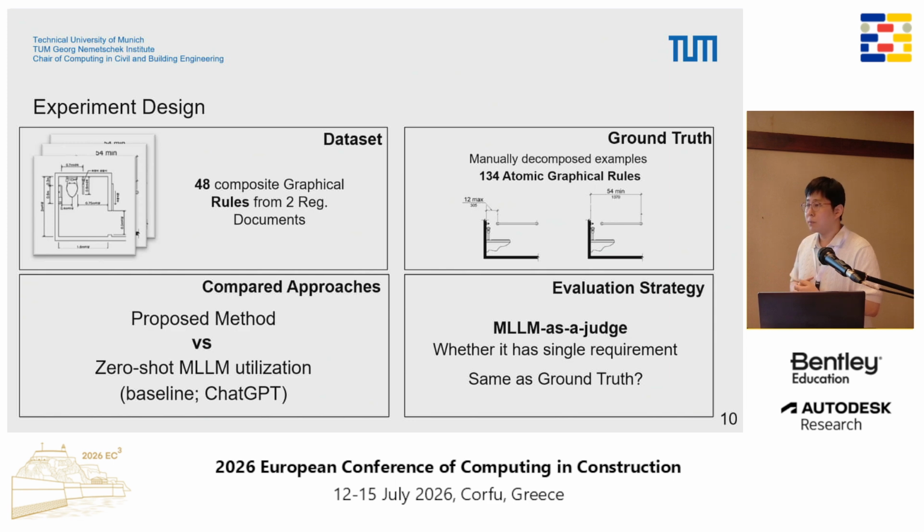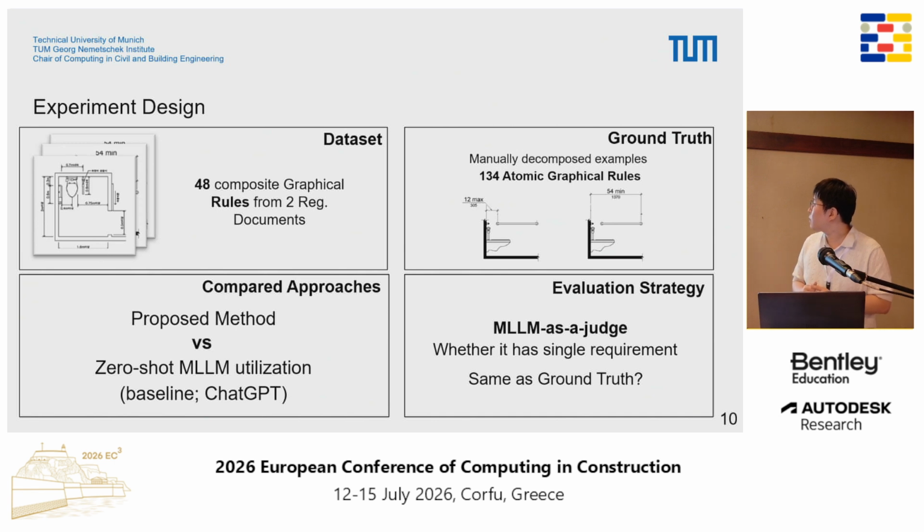So for this experiment design, I would like to evaluate how good my proposed method is in the context of figure decompositions. For the data set, we collected 48 composite graphical rules from 2 different regulatory documents. And I simply manually decomposed the examples by labeling where the annotations are and how I can erase them, collecting the 134 atomic graphical rules in it.